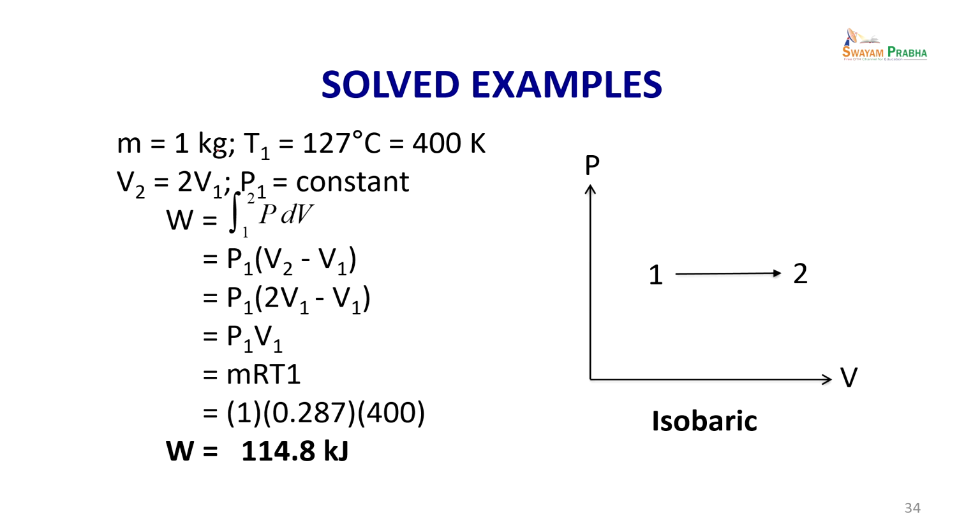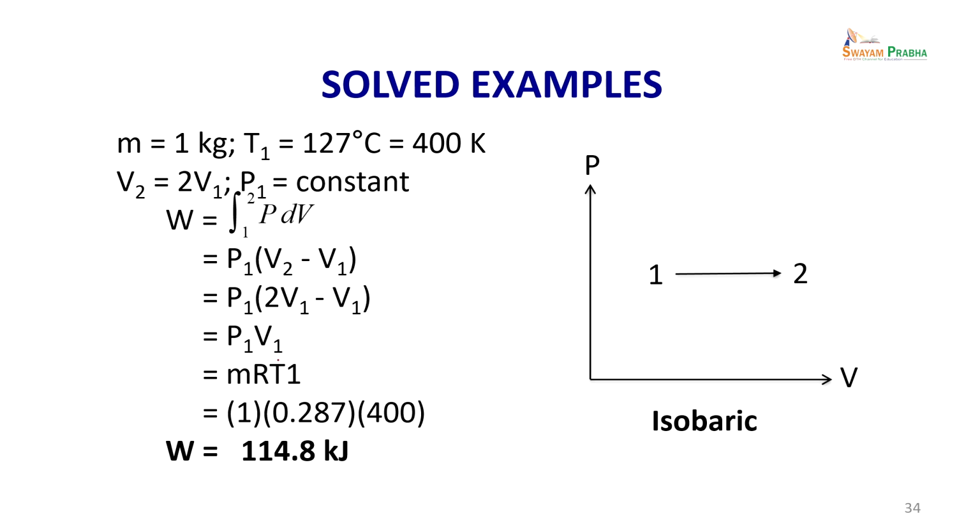Mass is given as 1 kg, initial temperature is 127, converted into Kelvin, add 273. Final volume is twice the initial volume, pressure is constant. So, the work done for a constant pressure process is the integral from 1 to 2 of P dV. When you integrate, P is constant, so you can take it outside the integral. When you integrate dV, it is V, apply the upper limit and lower limit, V2 minus V1, V2 is nothing but 2 V1. So, 2 V1 minus V1 is V1.